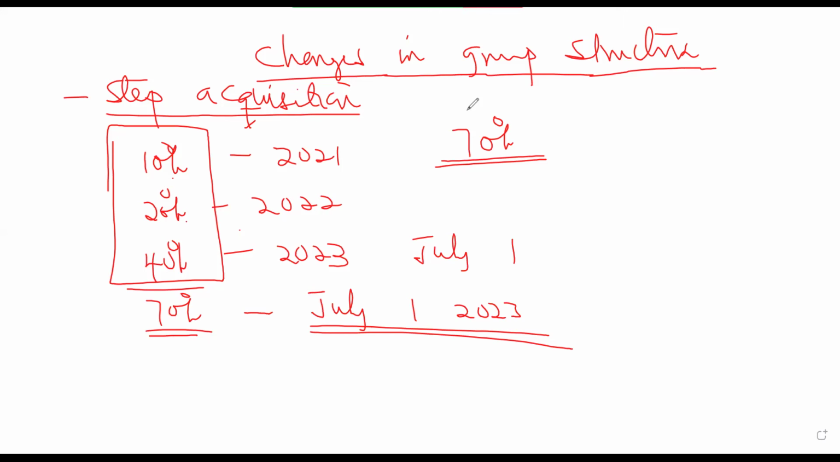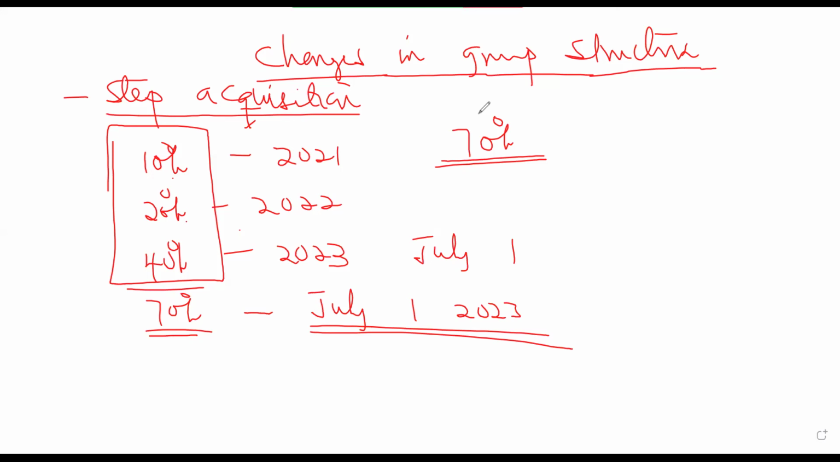So the parent will continue buying shares till they get more than 50%. And from that date, that is where they will start consolidating. Consolidating will start from the date that you achieve control over the investee. So calculation of goodwill, anything about consolidation will start from July 2023.